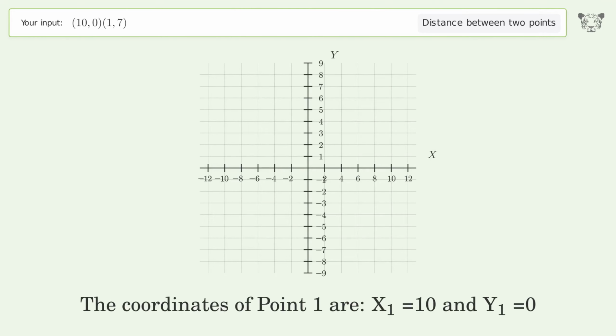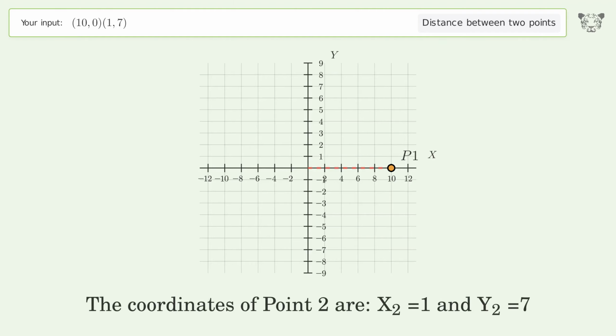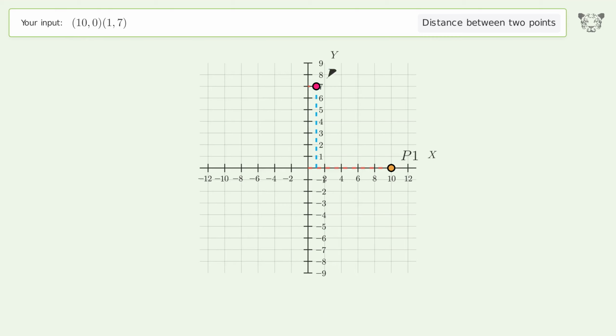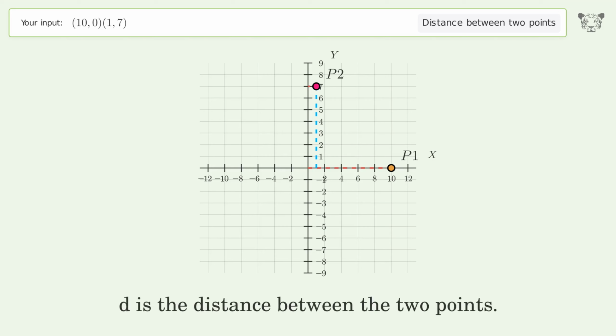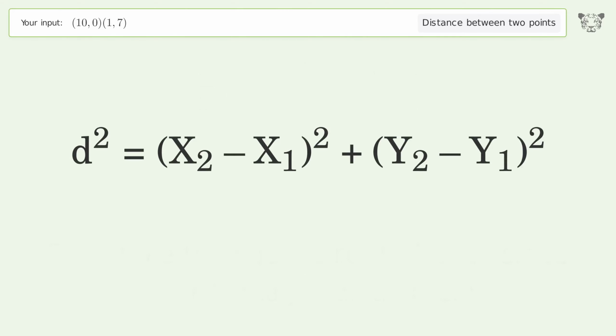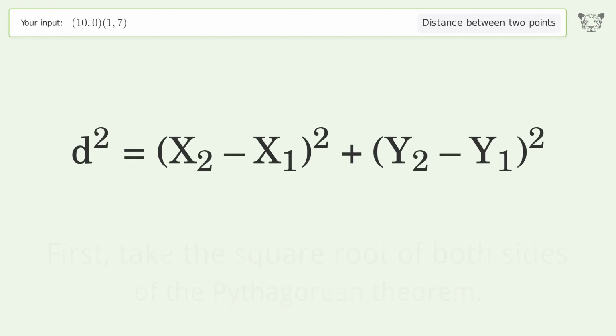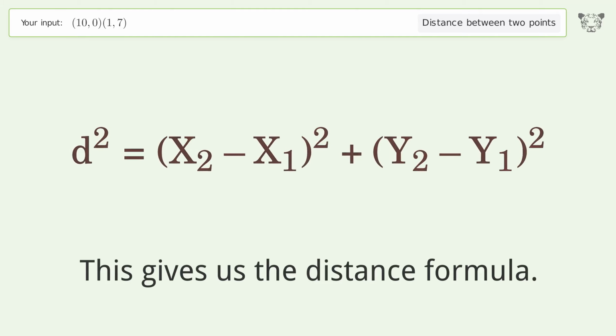The coordinates of point 1 are x1 equals 10 and y1 equals 0. The coordinates of point 2 are x2 equals 1 and y2 equals 7. D is the distance between the 2 points. First, take the square root of both sides of the Pythagorean theorem. This gives us the distance formula.